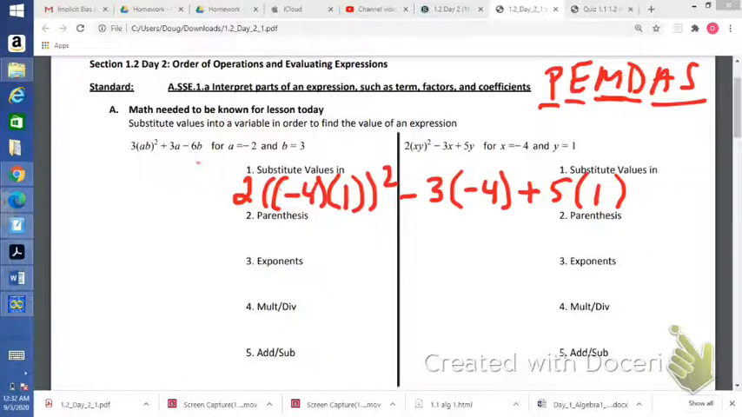Alright, for the next one, again, the first step is to substitute the values in, and then follow our order of operations. So let's do what's inside the parentheses here. We have a -4 times +1, so that gives us a -4.